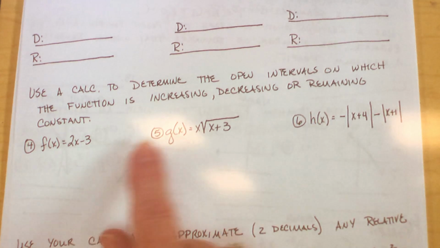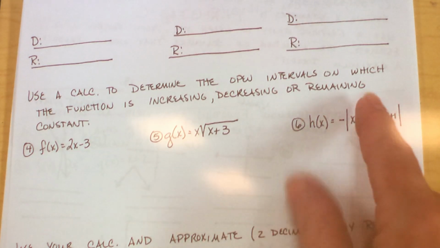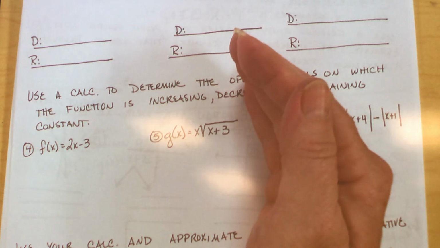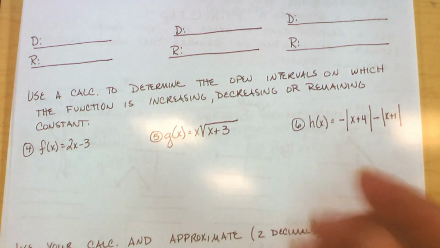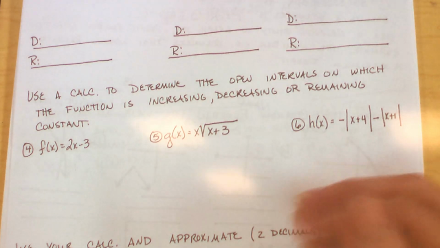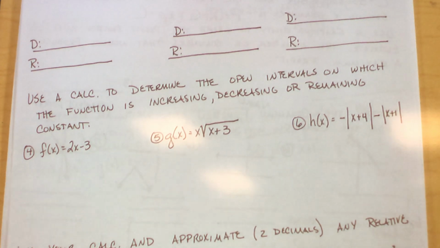All right, look at this one. Use a calculator to determine the open intervals on which the function is increasing, decreasing, and remaining constant. What does an open interval mean? It means you're only going to use what? Parentheses. Not a closed interval, not inclusive, you're not using brackets. Remember we said when you're talking about whether a function's increasing, decreasing, or remaining constant, you only use parentheses. That's what open interval means, using your parentheses.